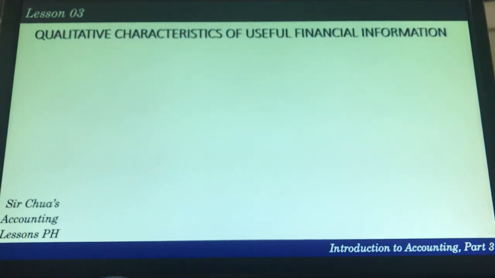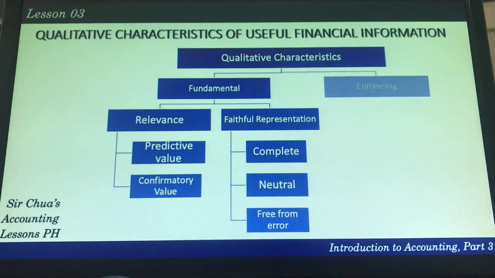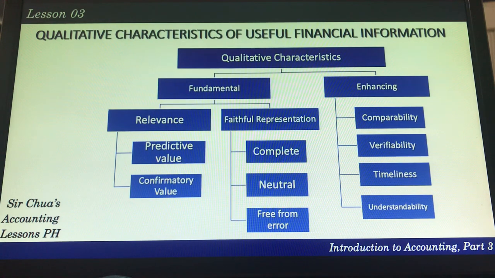Okay, let's continue. Let's now discuss the qualitative characteristics of useful financial information. We said accounting is a service activity and it gives us the opportunity to make economic decisions from the financial information that it provides us. To further improve our decision making from the financial statements that we read, we need to be able to produce financial information that has quality. What are these qualitative characteristics of useful financial information? We have the fundamental qualitative characteristics, and then we also have the enhancing qualitative characteristics. Let's first talk about the fundamental qualitative characteristics.